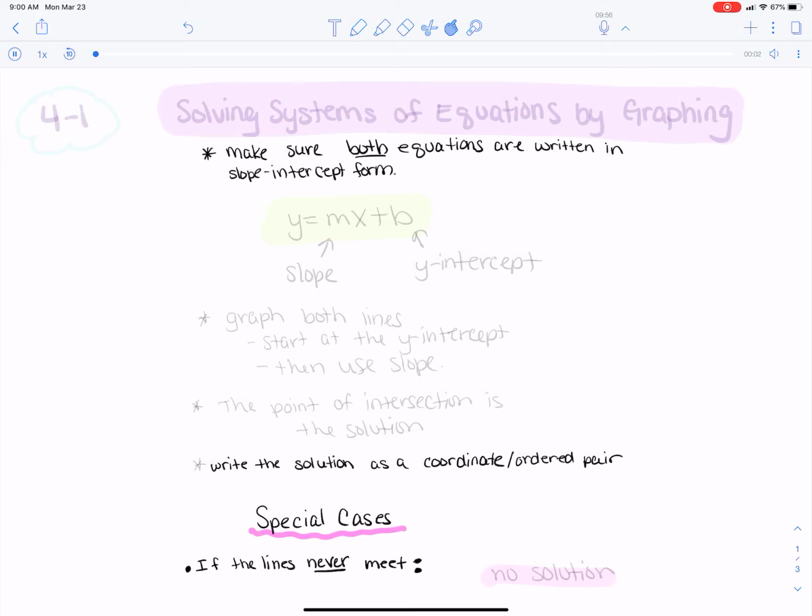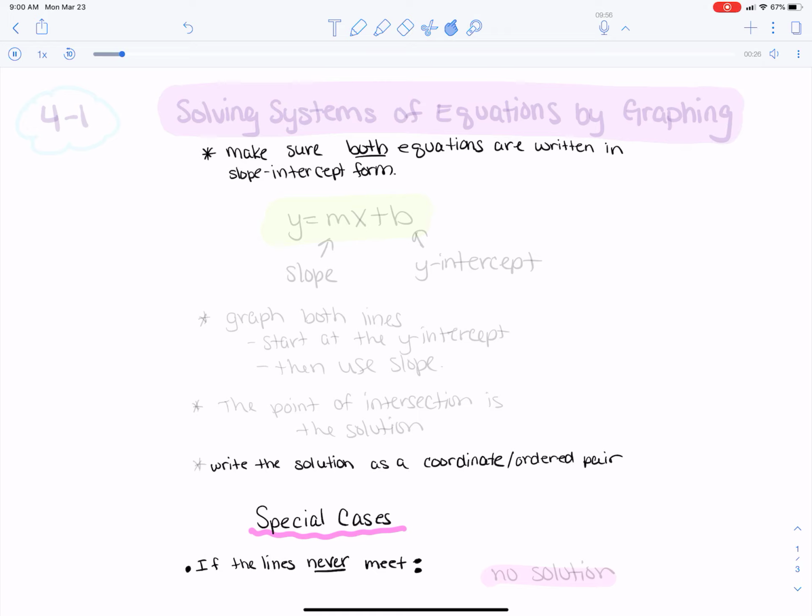Hey guys. Alright, so today we're gonna look at 4-1, solving systems of equations by graphing. Now remember, when we're solving systems of equations, we're looking for a solution, okay? So we typically want to find a solution and we're going to write it as a coordinate or an ordered pair.